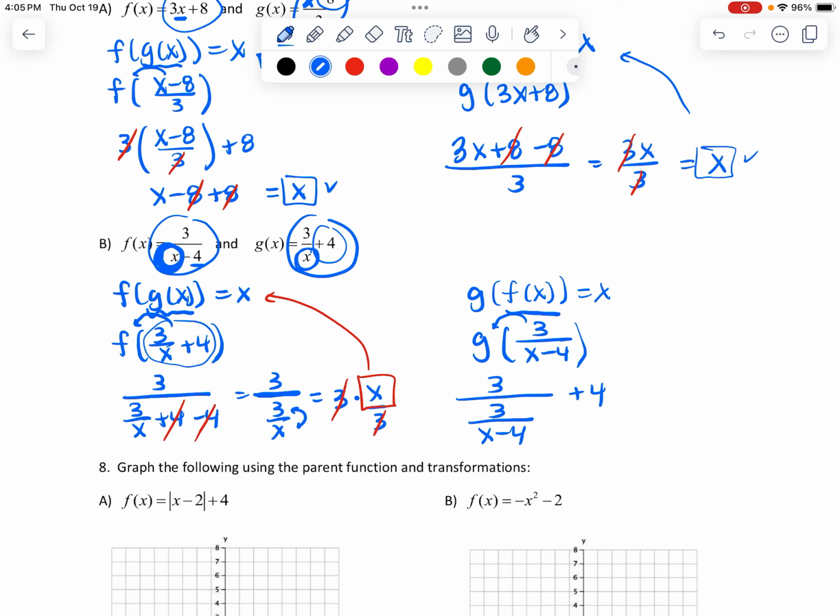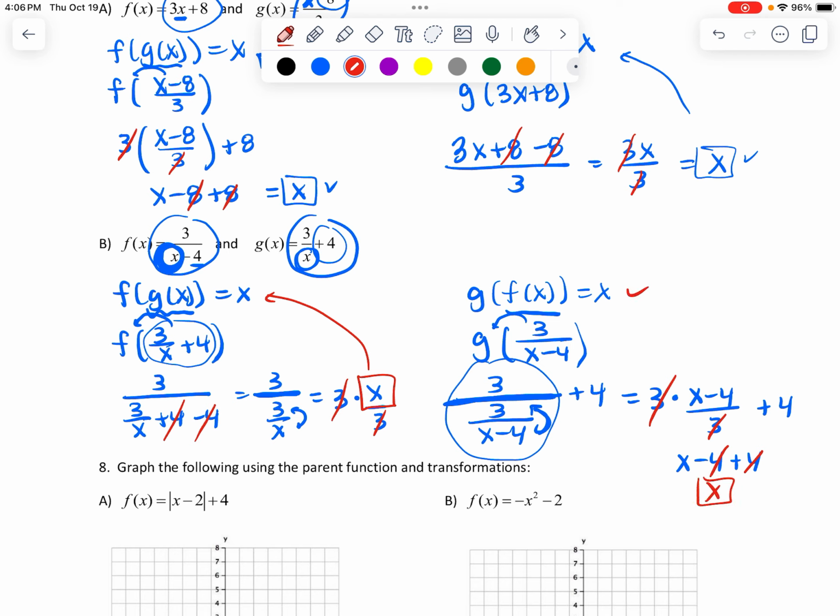Okay? Now I'm going to deal with this because this is gross. Okay, so I have 3 divided by a fraction. Again, that's the same as 3 times the reciprocal. So the reciprocal is x minus 4 over 3, and then don't forget that plus 4 on the side. Now look, these 3's cancel, leaving me with x minus 4 plus 4. And again, the 4's cancel, leaving me with just an x, and that is what I wanted.